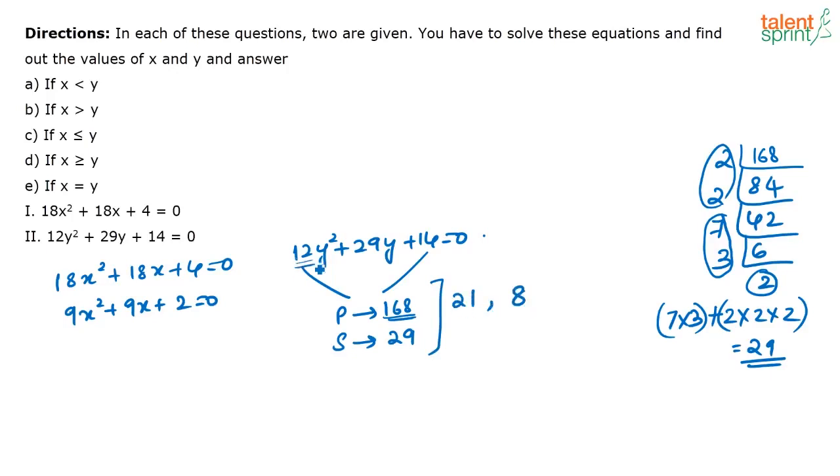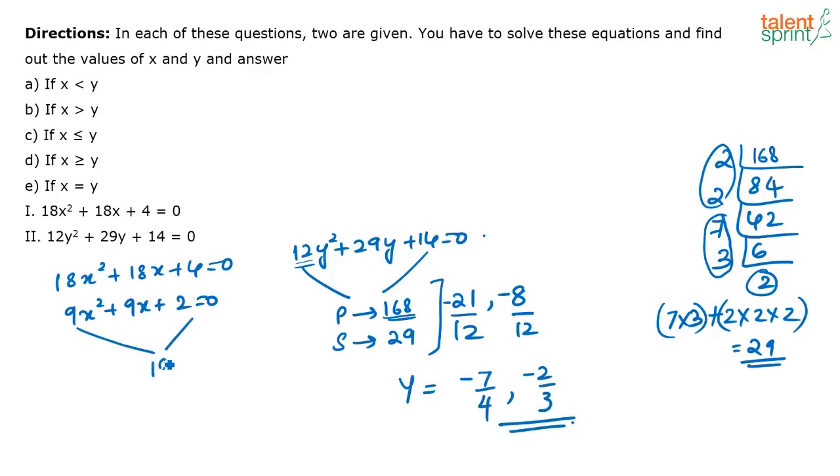Here you are multiplying it by a 12, right. So you divide it by 12 here, and both are plus, means both the roots are going to be negative. Same way I have used the sign method here. So the required roots here, or the value of y, is going to be minus 7 by 4 and minus 2 by 3. Okay.